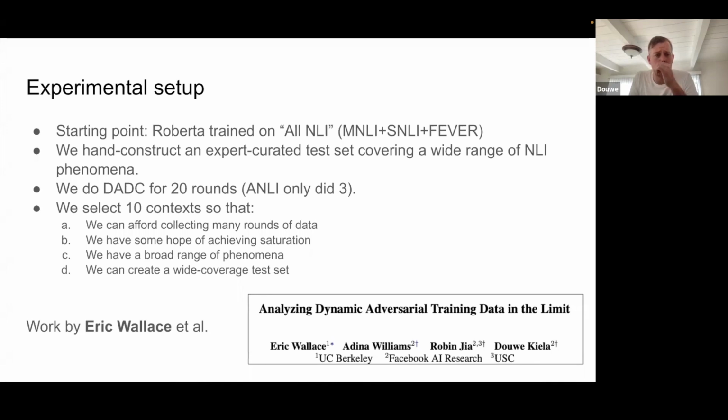And so we do dynamic adversarial data collection with this starting point model for 20 rounds. Adversarial ANLI only did 3, and in this paper we do 20, which is sort of in the limit. I guess you could keep going, but at some point we had to stop. In order to make this feasible and somewhat affordable, we select only 10 contexts that we're doing ANLI on. So the findings that I'll present here are limited to those 10 contexts, but I think it's reasonable to assume that the same would be true if you do this at scale. As I said, we have a broad range of phenomena, and it's really a wide coverage test set.